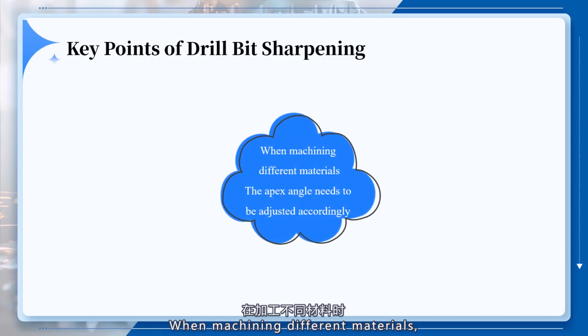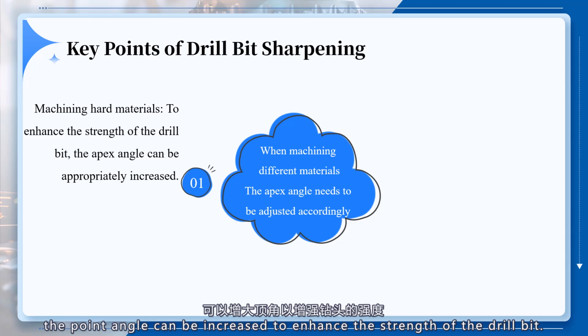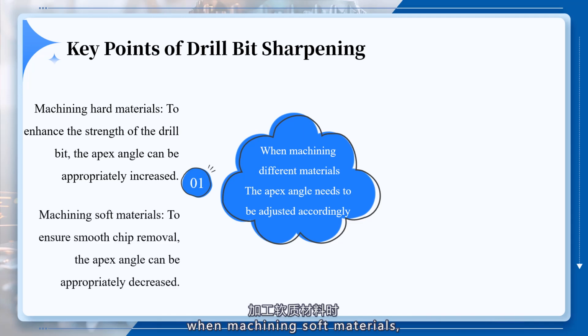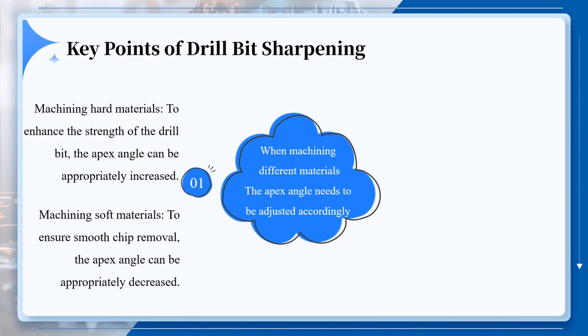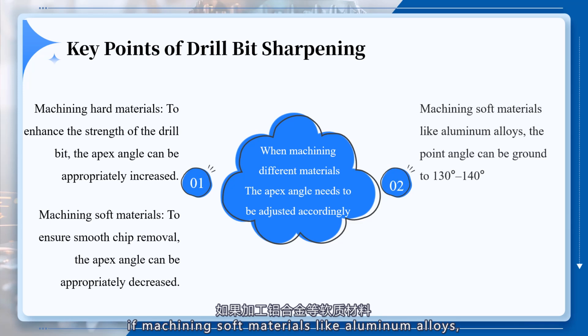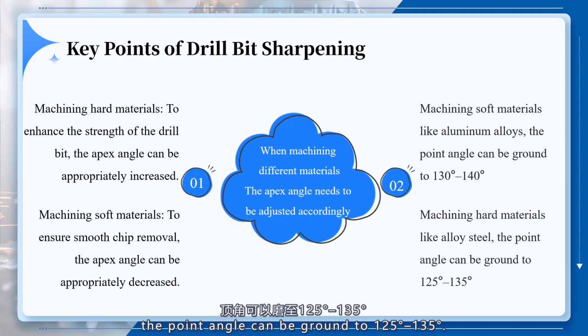When machining different materials, the point angle needs to be adjusted accordingly. For instance, when working with hard materials, the point angle can be increased to enhance the strength of the drill bit. Conversely, when machining soft materials, the point angle can be reduced to facilitate smooth chip evacuation. In actual production, if machining soft materials like aluminum alloys, the point angle can be ground to 130 degrees to 140 degrees. For hard materials like alloy steel, the point angle can be ground to 125 degrees to 135 degrees.